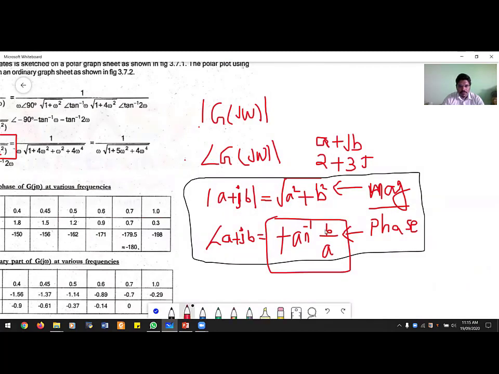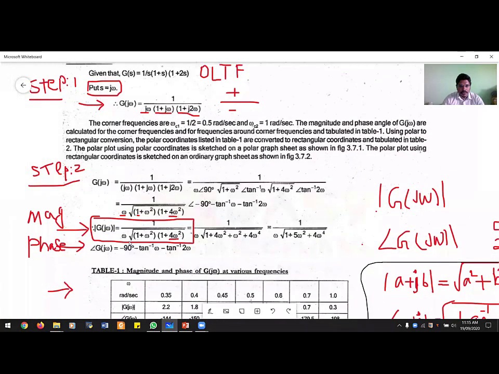B means imaginary value, a means real value. So according to that, before writing the phase term, you just see the term in the problem. Whether the term is available in the numerator, you use plus sign. Whether the term is available in the denominator, you use minus sign. Now all the three terms are available in the denominator, so I am going to use minus sign.